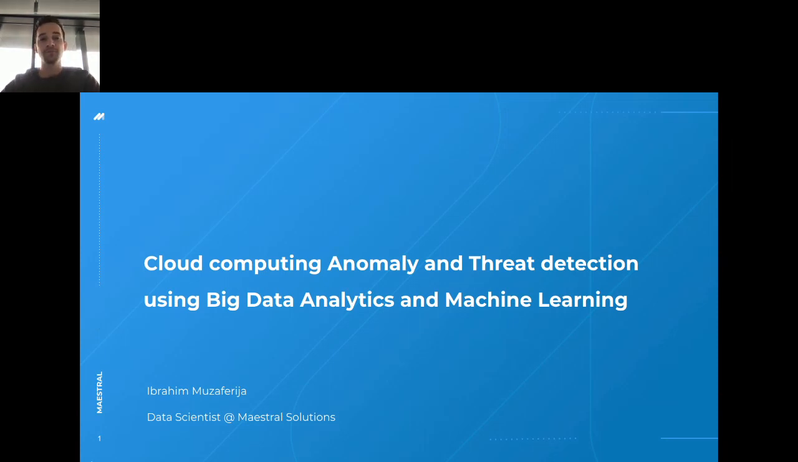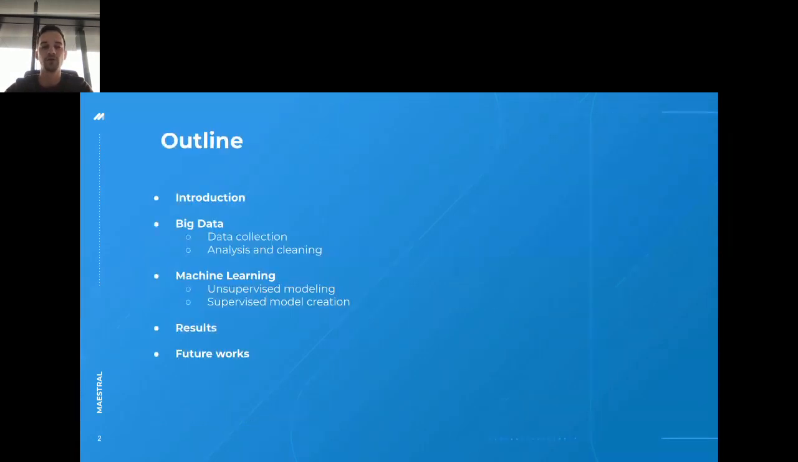So for the outline, first I'm going to introduce you to the problem. Then we're going to talk about the big data part of the project, that is data collection, analysis and cleaning. Then the interesting part, the machine learning, where I'm going to share with you how we used unsupervised learning to create a labeled data set to discover new patterns, and then use that labeled data set as an input for a supervised model in order to be able to predict anomalies in real time. And then I'm going to share the results and future work with you.